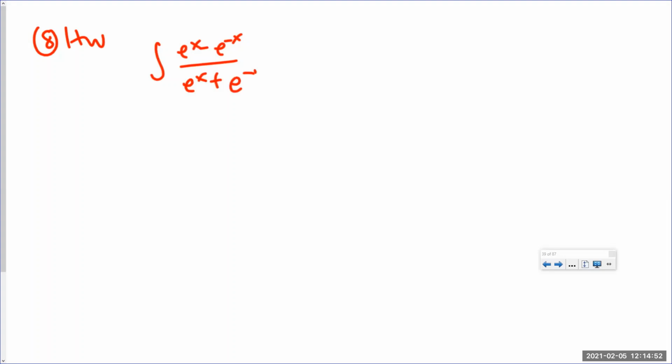Okay, let's look at number 8. Let's think about strategy here. What do you want to make your u? We actually have this choice because numerators and denominators basically are in parentheses. Can they be the same thing? No, they're not, because this has a negative and this has a positive. We're looking at number 8.